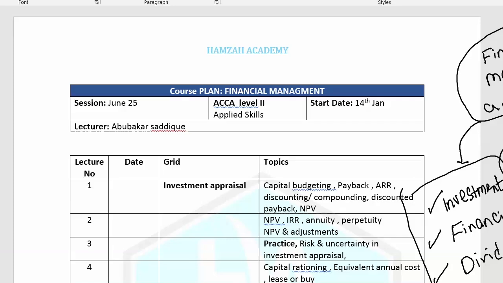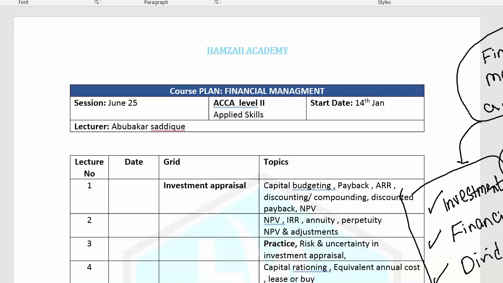Maximization of shareholder wealth will be our objective. For example, if I am taking an investment decision, then the decision will be taken if the income from the investment is greater than the cost of the business. Then I am making the wealth more for my shareholder. I am maximizing the wealth for my shareholder.